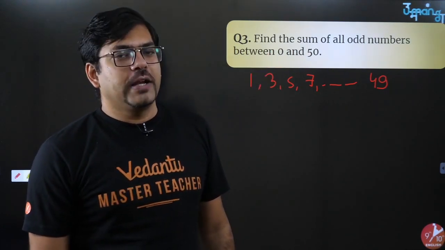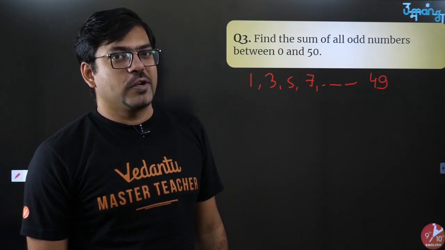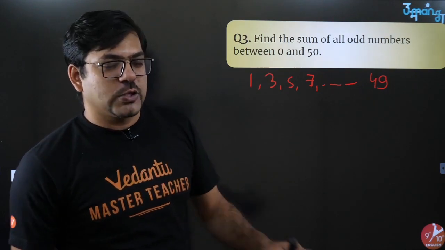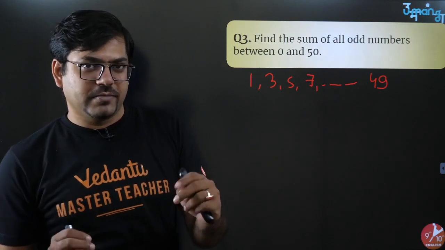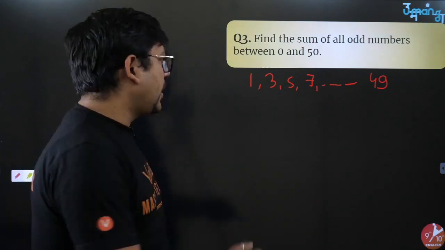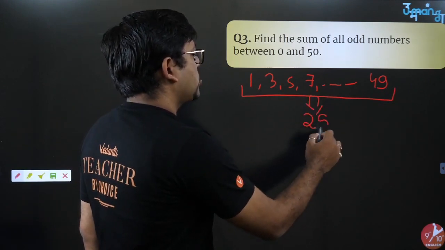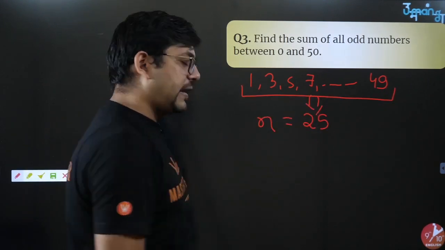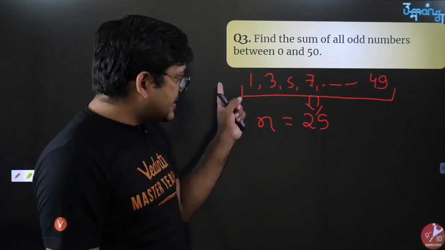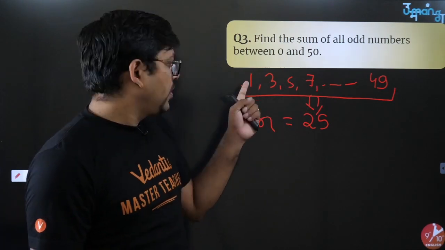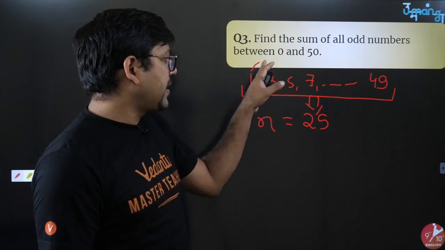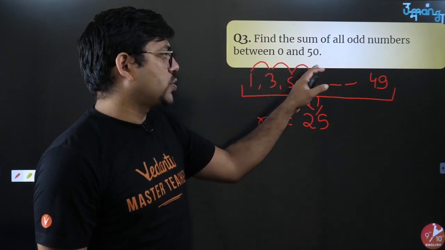I hope you understand that there should be 25 odd numbers, because from 0 to 50, half will be odd and half will be even. That is the rough idea. So undoubtedly, you will have altogether 25 terms. If there are 25 terms, you can very easily write n is 25. And this is an AP: 1, 3, 5, 7. Every time the common difference is 2, isn't it?